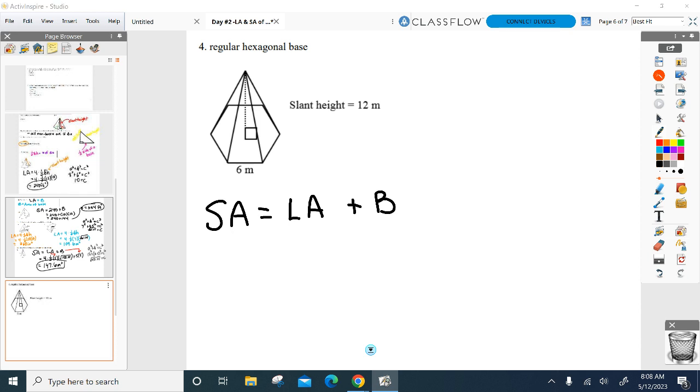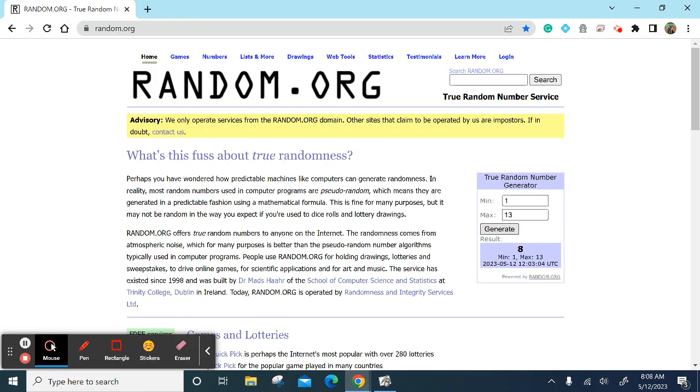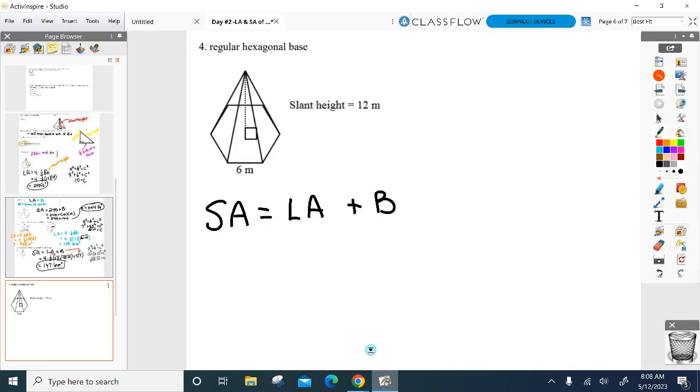All right, now how many triangular faces are there here now? 6. So now it's going to be 6 times 1/2 BH, right? Everyone's good? Not 4 anymore. I'll deal with the base separately, the hexagon.